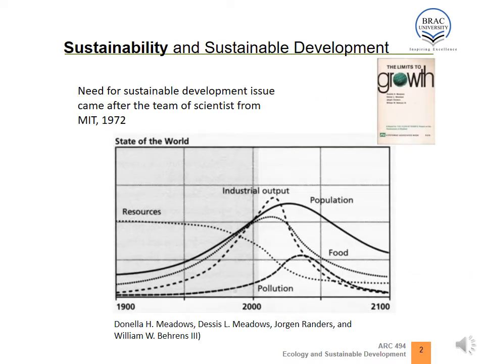So, the first thing we'd like to think about, what is sustainability? Sustainability is about stock and flow. For example, if you have something in your hand and you want to use it, after some time, you will see that what you used actually is more than what you have in your hand. So that is not a sustainable situation.